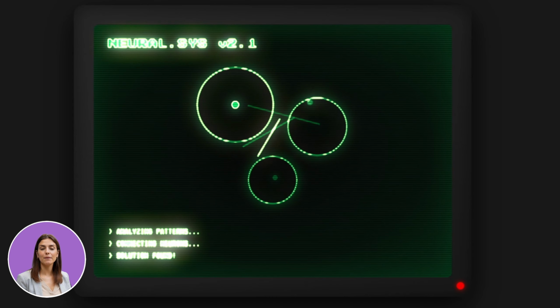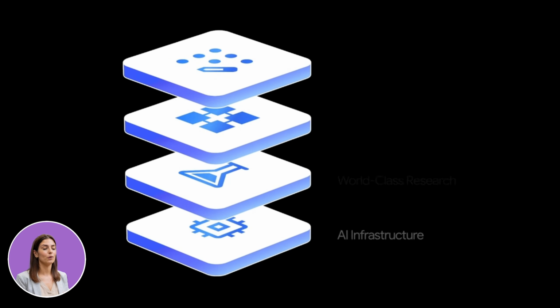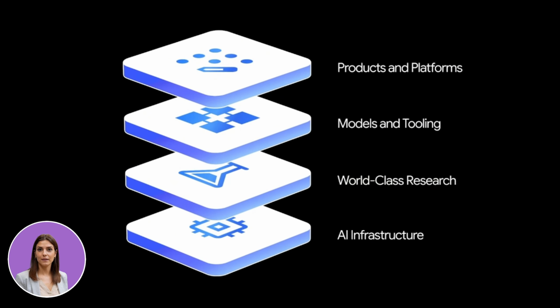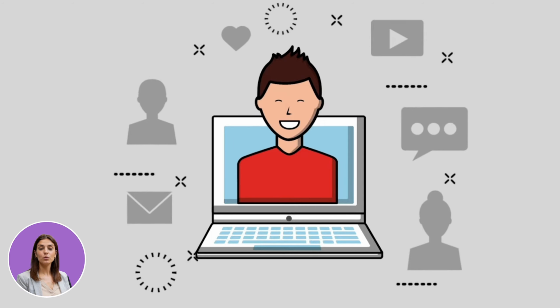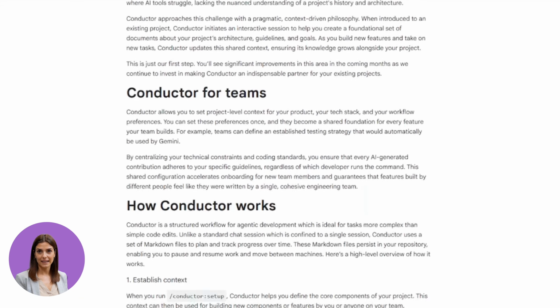Sound familiar? Every developer using AI hits this wall. The AI loses context, you lose time, your workflow breaks down. Here's the thing. 2 tools just dropped that fix this completely. And I'm about to show you exactly how to use them.